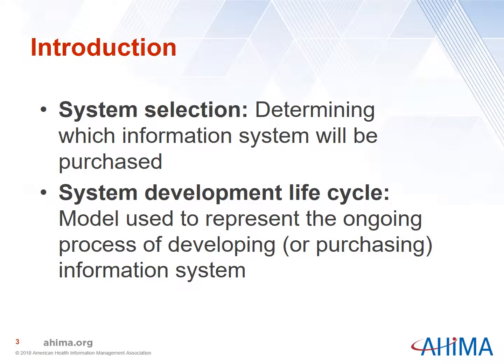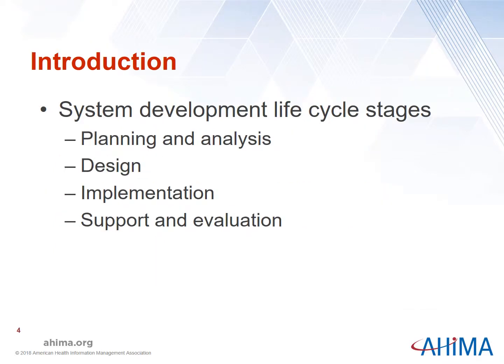The complexity of the selection process varies widely. The length of the time varies, and the number of people involved varies as well. The system selection is part of the system development life cycle, which is a model used to represent the ongoing process of developing or purchasing an information system. There are models for the SDLC. The one used in this chapter has 4 steps: planning and analysis, design, implementation, support, and evaluation.